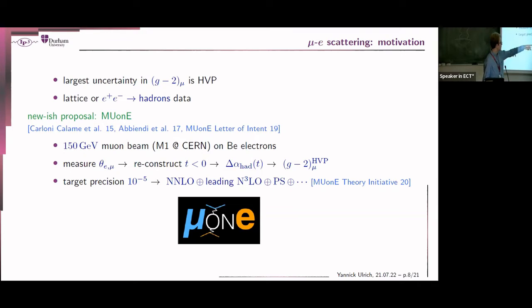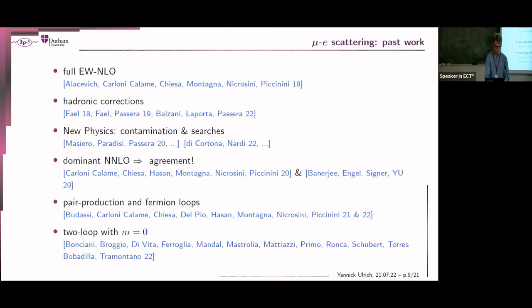And there's a white paper from the Muon Theory Initiative, which is a fancy name for a bunch of theorists. And yeah, we try to do this calculation, and we are getting there. This started, and I only show papers that are directly related to mu-e, because muon electron scattering is one of the basic processes. People have calculated that since forever. So these are only things that are connected to mu-e.